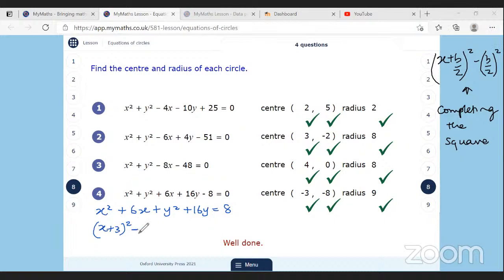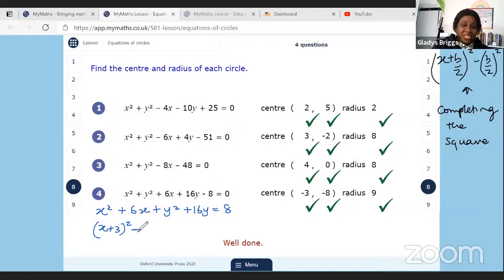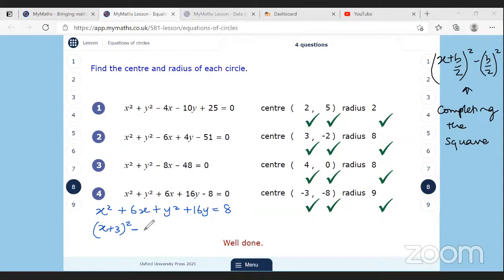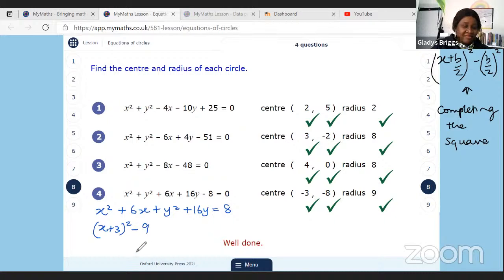minus... minus 6/2. It's minus in the formula. Minus, okay. Minus 9, yeah? Yeah, okay.